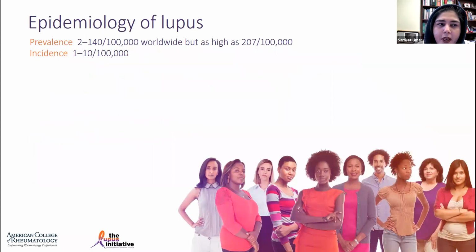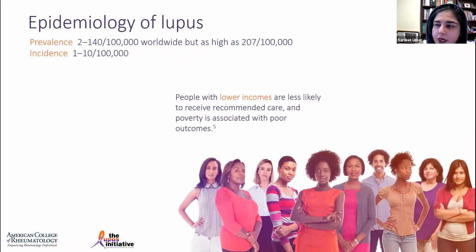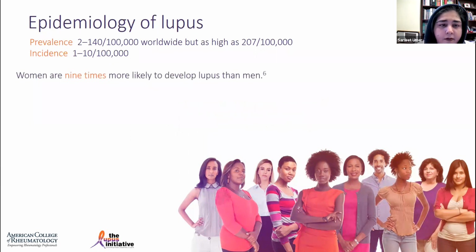Going back to the epidemiology, worldwide prevalence is 2 to 140 per 100,000, but as high as 207 per 100,000, depending upon which population you're dealing with. Incidence is 1 to 10 cases per 100,000. People with lower income are less likely to receive recommended care, and poverty is definitely associated with poor outcomes in lupus patients. Women are 9 times more likely to develop lupus than men.